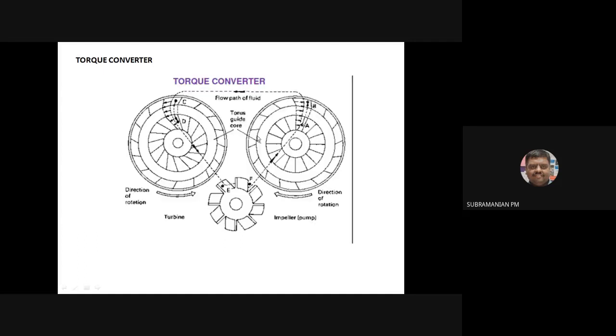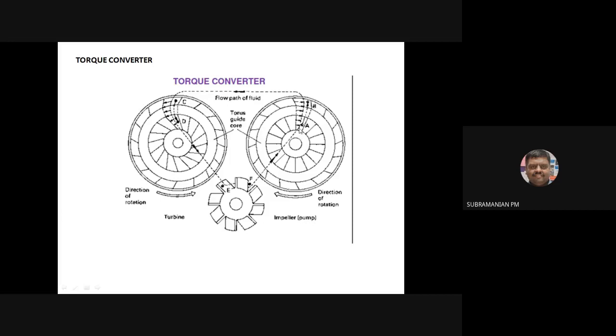No, let me explain from this sketch. First of all, you see the direction of rotation is different. Your turbine will be rotating in one direction, say anti-clockwise, whereas the impeller will be rotating in another direction due to the stator. So here you can see you are having curved vanes and a torus guide core to direct the fluid flow.